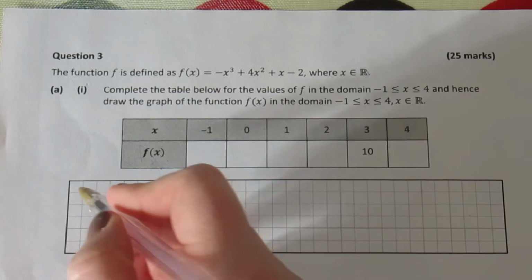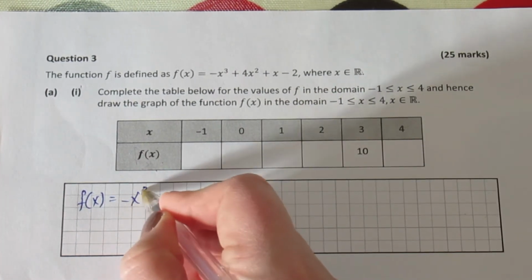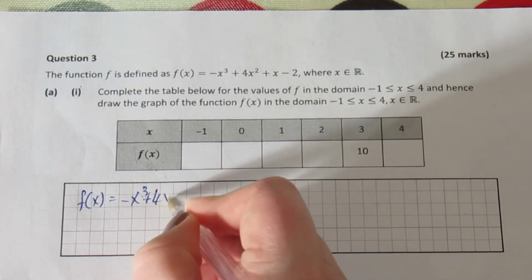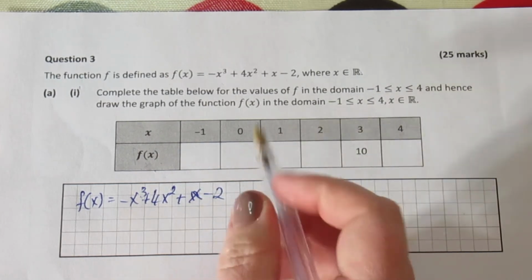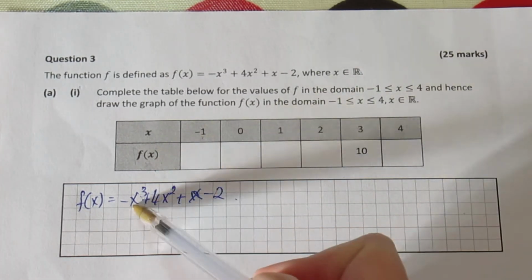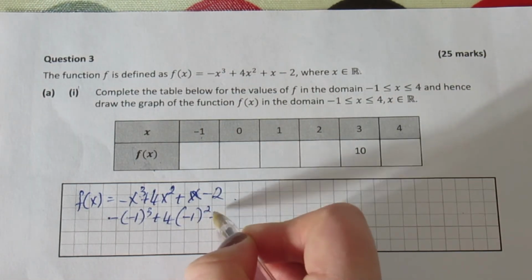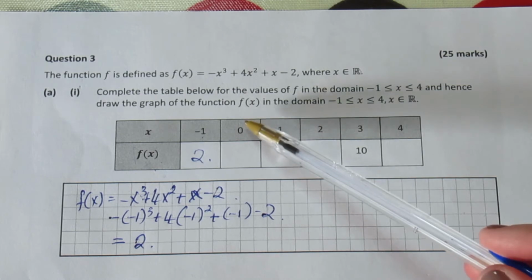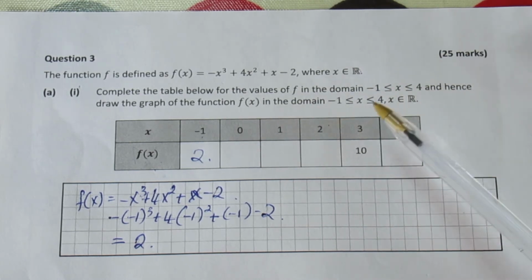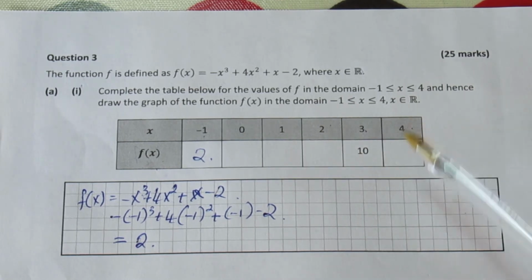I'm going to take my f of x, which is minus x cubed plus 4x squared plus x minus 2. And I'm going to start by subbing in -1 for all my x values. Always put a bracket around it. When I sub in -1 for x, I get an answer of 2. And I do the same process all along. I sub in 0, 1, 2, 3 and 4. And I get my values for f of x.